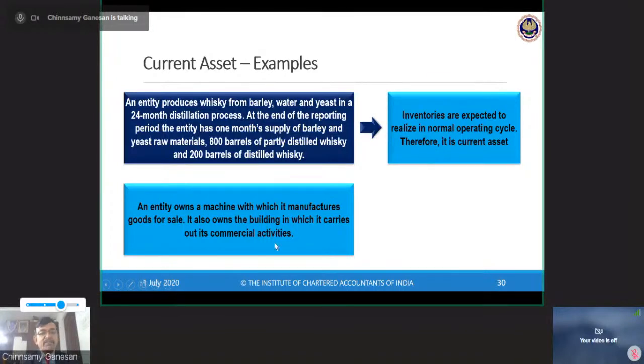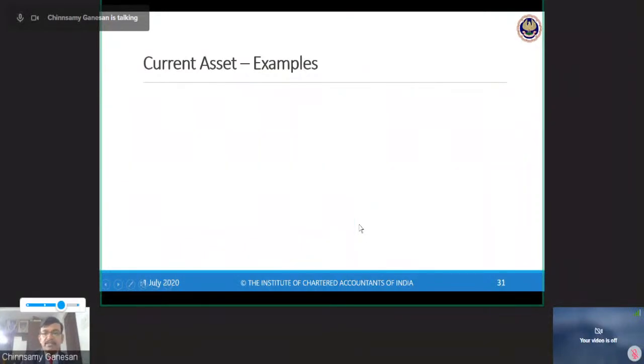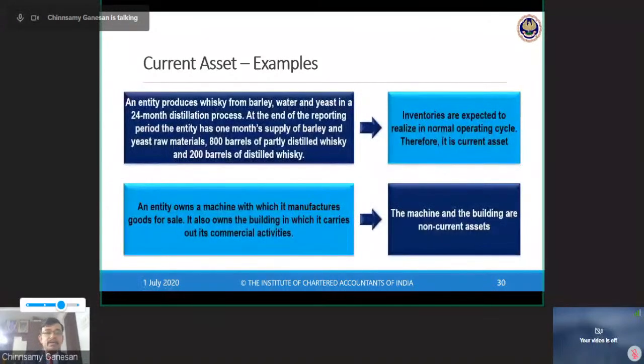Whether machinery and the building is cash and cash equivalent? No. Accordingly, all the 4 conditions are not satisfied. Then the machine and the building are considered as a non-current asset. Now you are very clear why we are having that flow chart for you to easily understand.